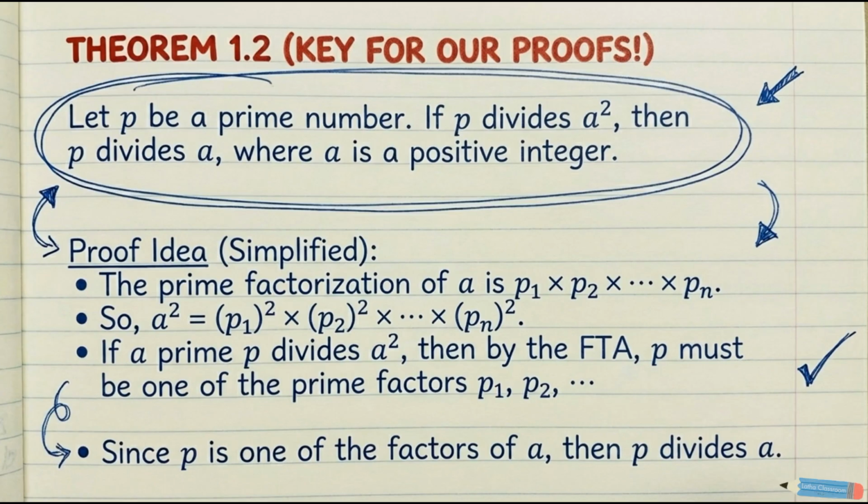Theorem 1.2, key for our proofs. Let p be a prime number. If p divides a square, then p divides a, where a is a positive integer.